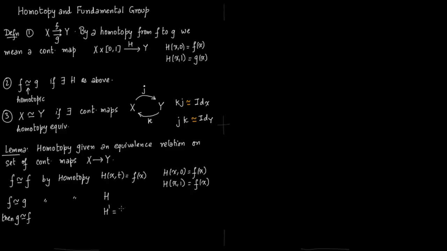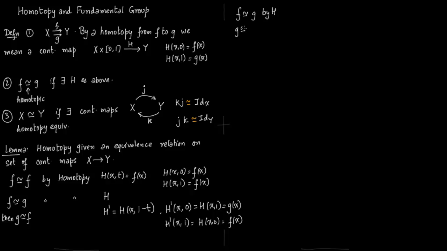Now this you can show by constructing a new homotopy H prime, which is nothing but H of X comma 1 minus T. So we need to check H prime of X comma 0 should give you G of X. So H prime X comma 0 is equal to H of X comma 1, which is equal to G of X, and then H prime X comma 1 should give you F of X. And as you will see, this is equal to F of X. So we have symmetry, and finally we have to check transitivity.